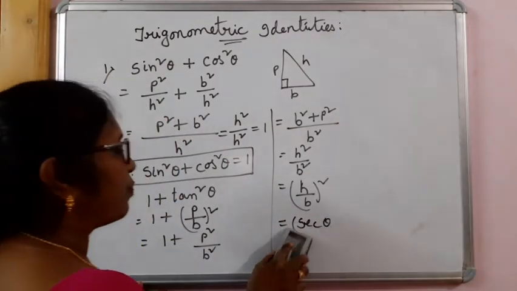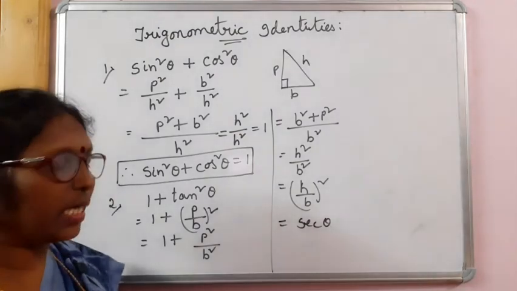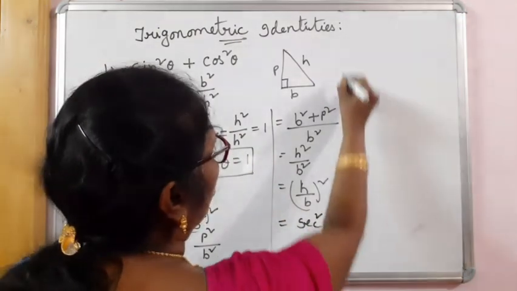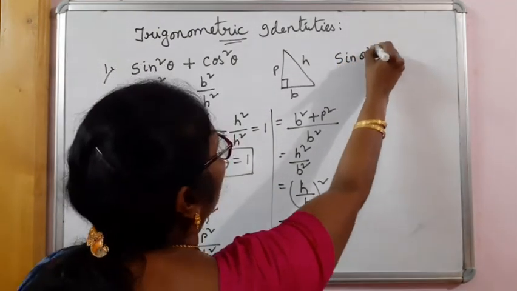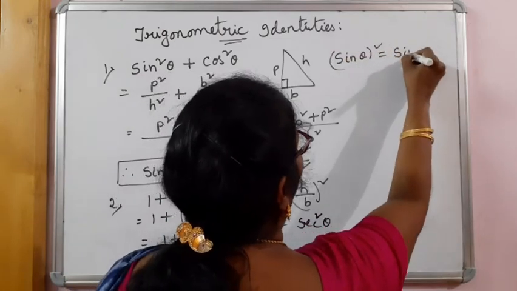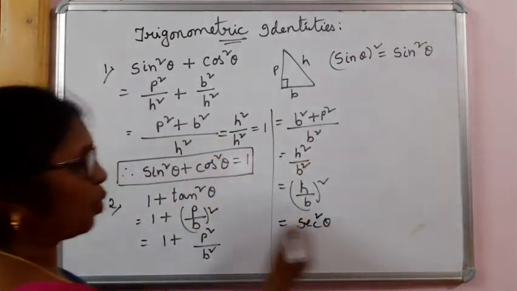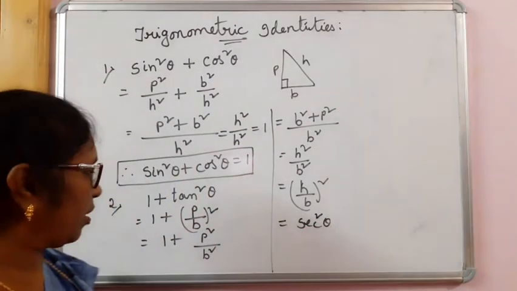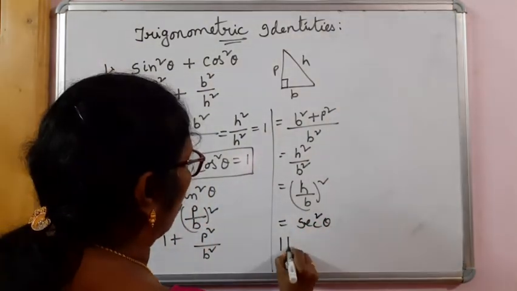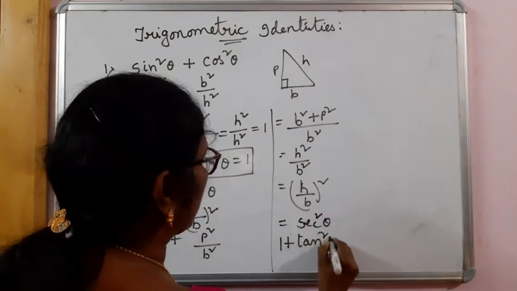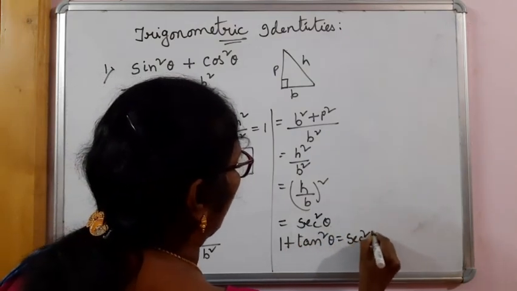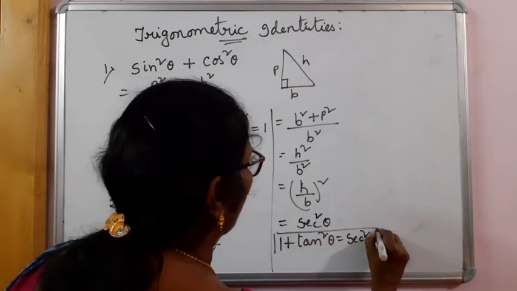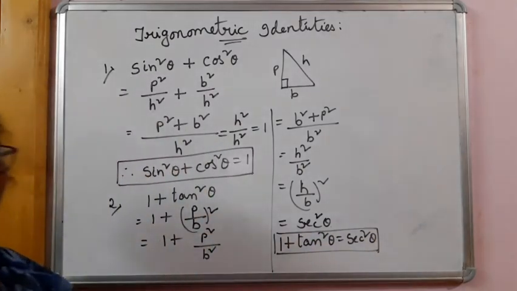In trigonometry, instead of writing sec theta whole square, we write sec square theta, for all the ratios. Sin theta whole square we won't write like this; we write sin square theta. So h by b whole square is sec square theta. So one more identity we got, that is 1 plus tan square theta is equal to sec square theta. This is our second identity.